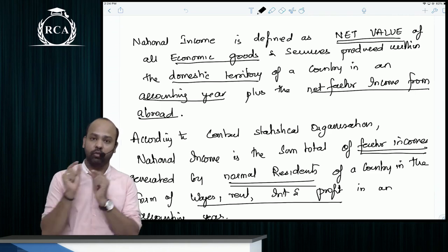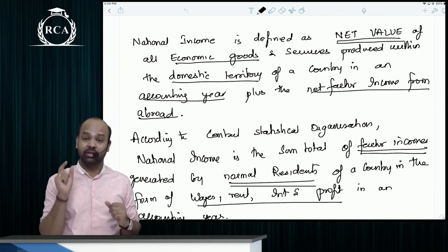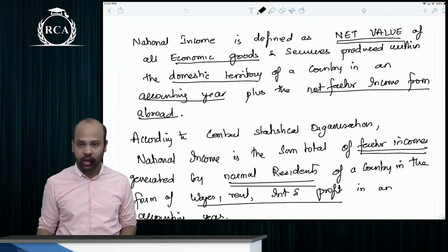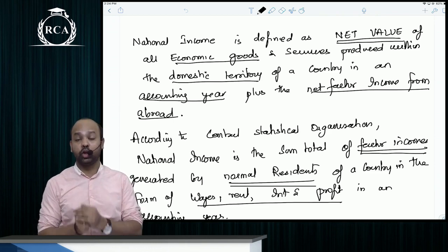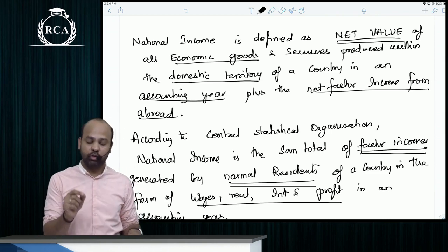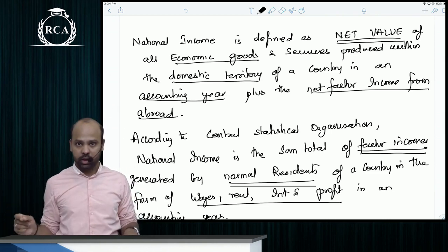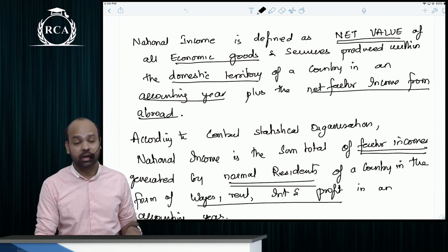That is why net value of all economic goods and services, economic goods and services, I repeat, economic goods and services only, produced within the domestic territory of a country during an accounting period. But because you're using the word domestic territory, you'll also have to write including net factor income from abroad.